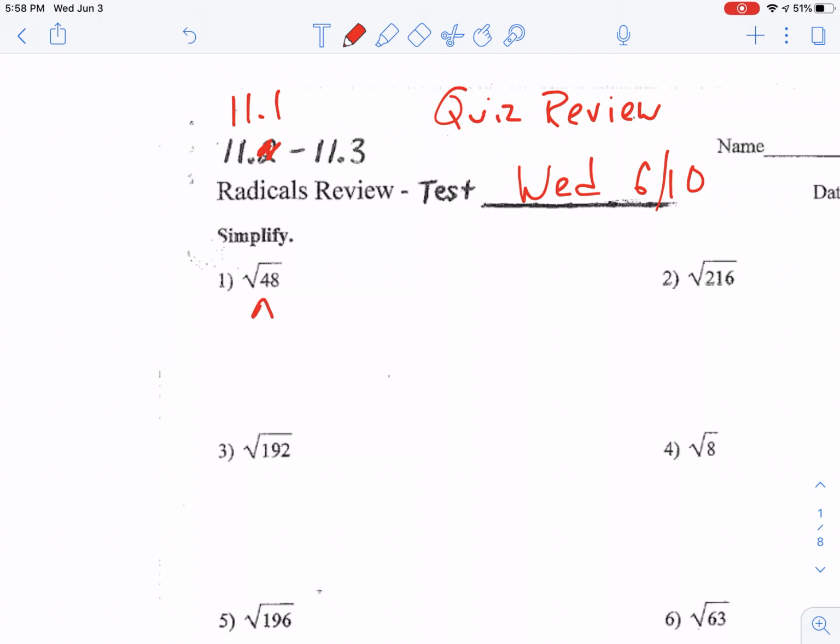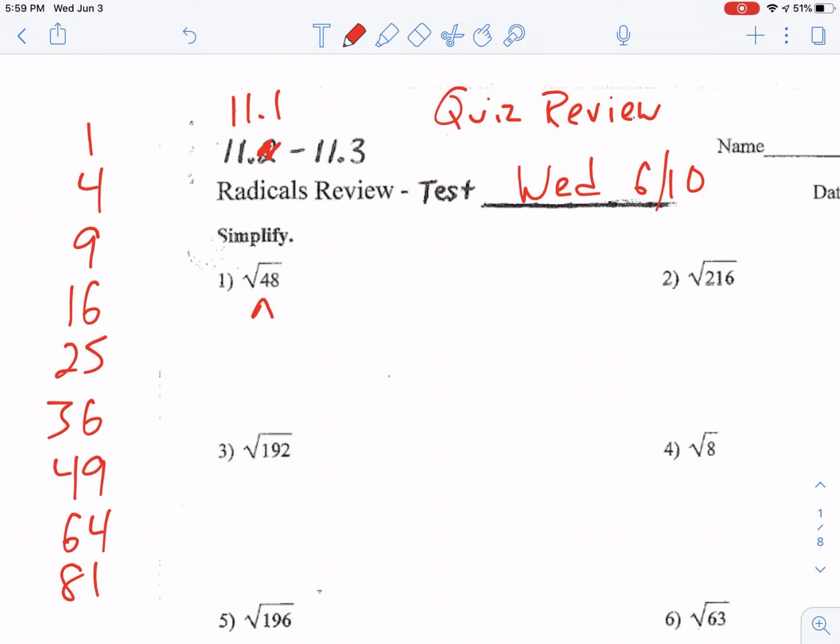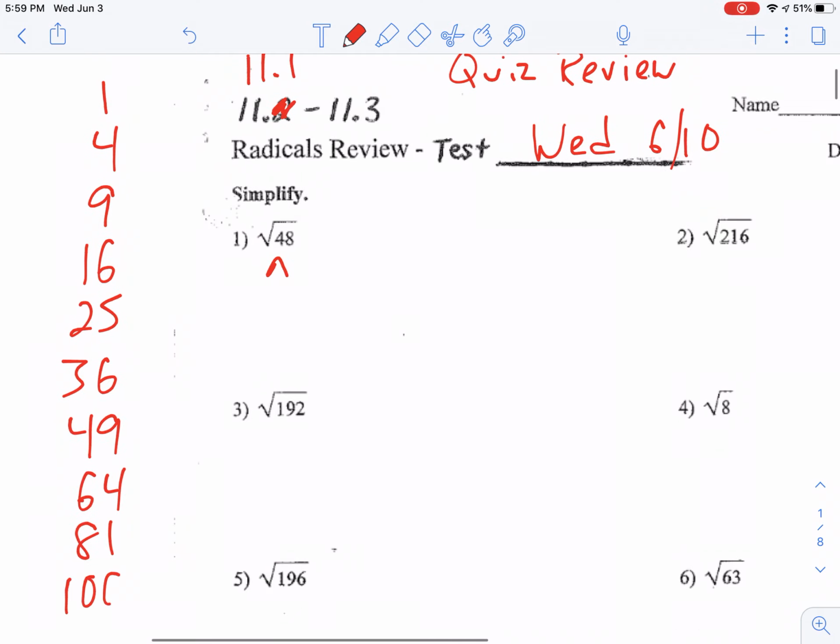You have to simplify the number 48 into a product of two smaller numbers, one of which being a number in this list. The list of perfect squares. You should know this list by heart, just for future reference. But if you don't, that's okay. You can still use a calculator. 1 squared is 1, 2 squared is 4, 3 squared is 9, 4 squared 16, all the way up. 5 squared, 6 squared, 7 squared, 8 squared, 9 squared, 10 squared.